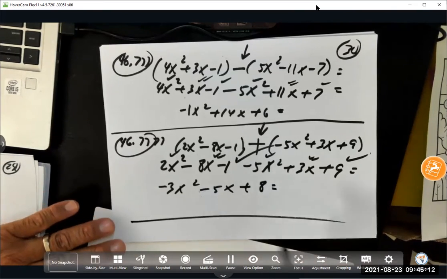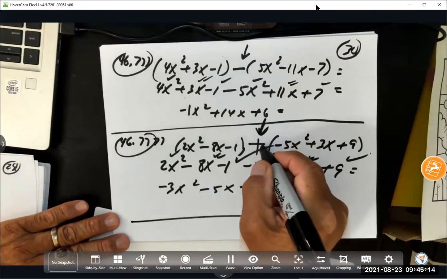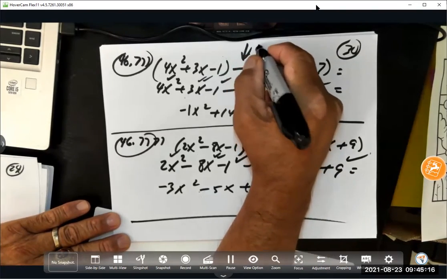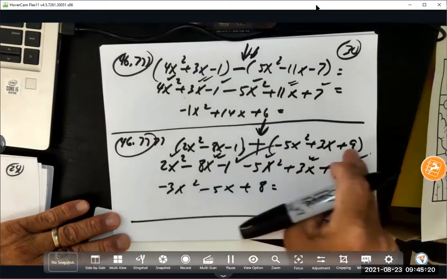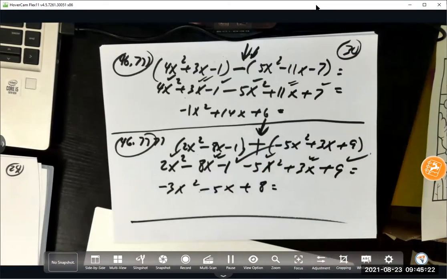Okay. So the difference was this one, it doesn't change it. This one, it changes them all. This minus sign affects all of it. Plus of everything, same thing. Is that okay so far? Yes or no?